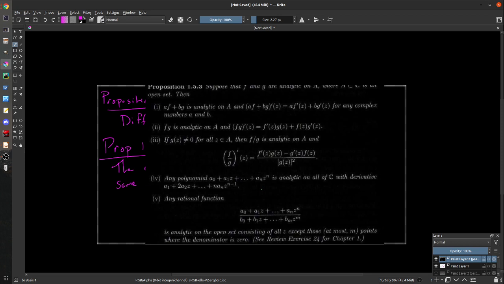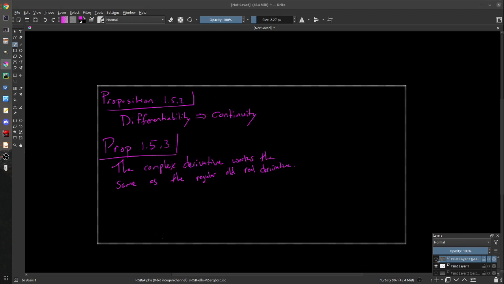If you have a rational function, the ratio of two polynomials, it's analytic on the open set consisting of all of C except those points at which the denominator is 0, exactly the same as in the real valued case. And that is what I mean by proposition 1.5.3 saying that it all works the same. It does. It just works the exact same. You should verify this to yourself. Go look through this section and make sure that you fully feel comfortable with it.